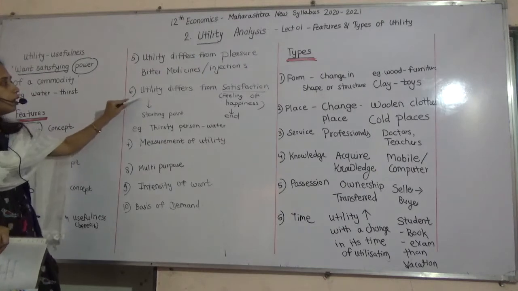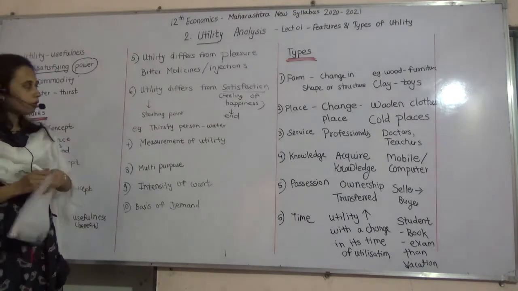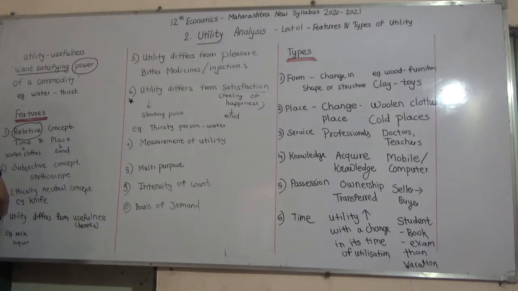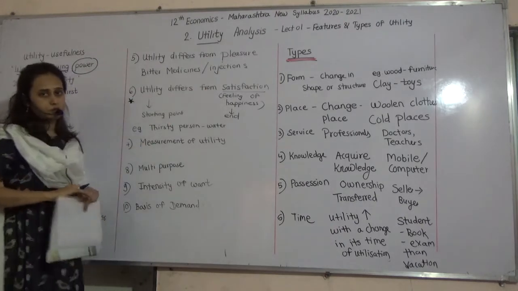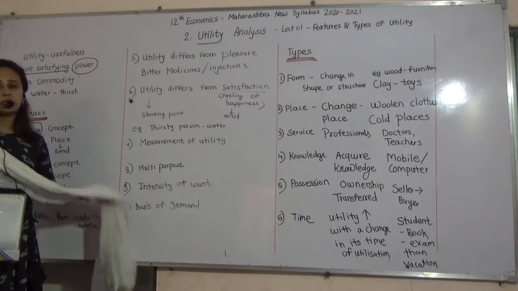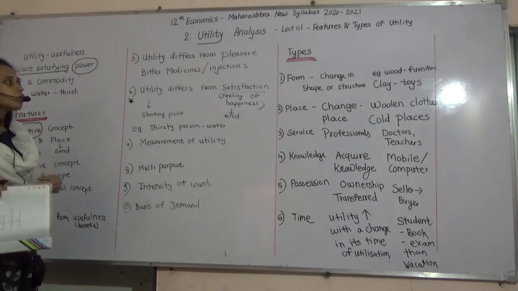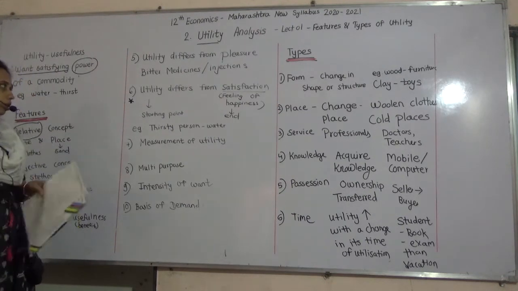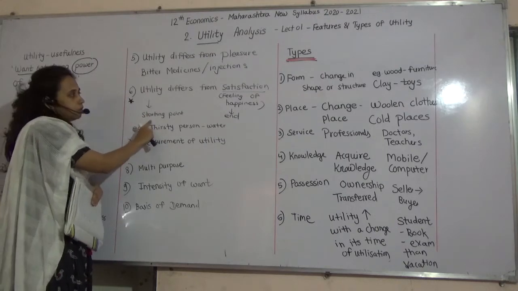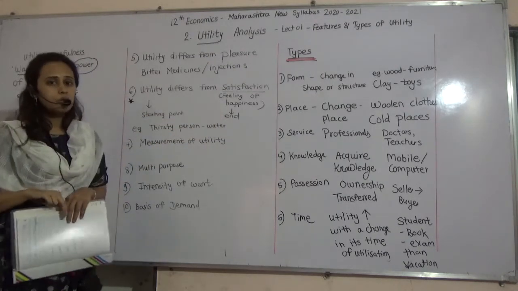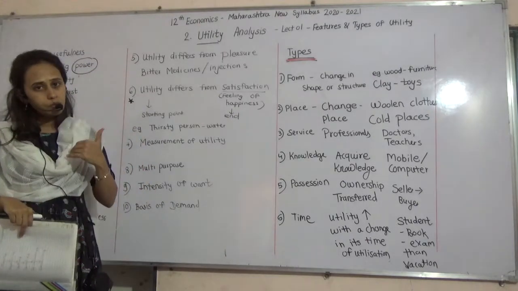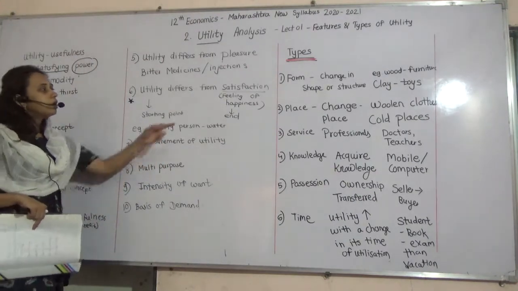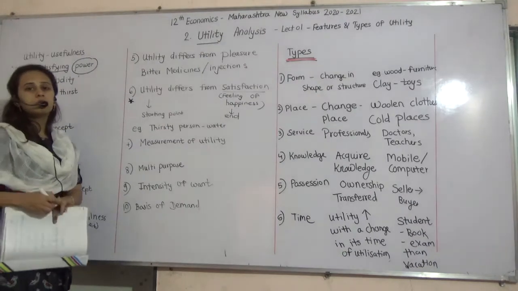Next, utility differs from satisfaction. Again, distinguish will come from this, and utility and usefulness. Here they may say utility differs from satisfaction, explain it. At that time, you should be able to understand what is utility and what is satisfaction. Now see, utility is starting point, and satisfaction, when you get the satisfaction, once you consume, then only you are able to say that I am okay, I am satisfied, I am happy with the product. So it is the end point and it is the starting point.